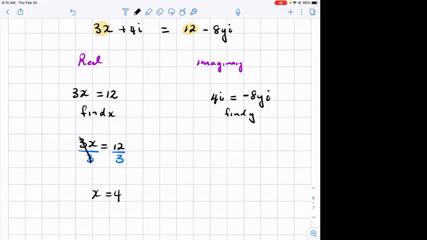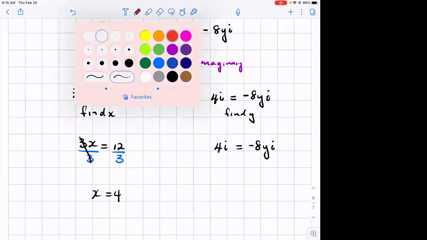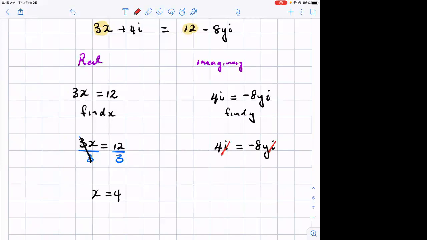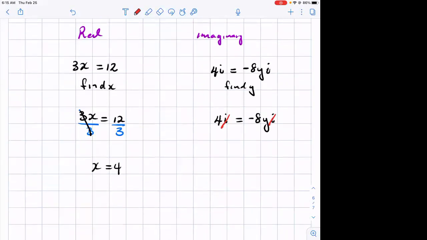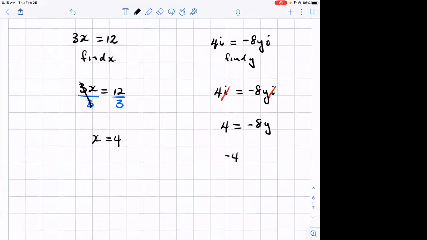Okay, and likewise here, the i's can cancel out, so we have 4i is equal to minus 8yi. This can cancel with that one. It's on both sides, or we can divide both sides by i. So we're left with 4 is equal to minus 8y. And to get y by itself, we can divide both sides by negative 8.